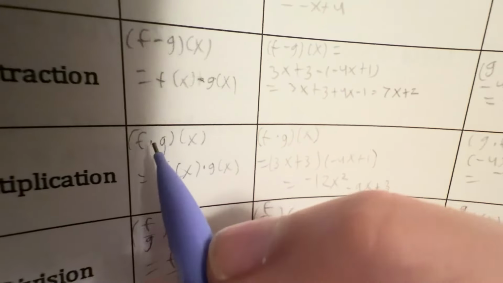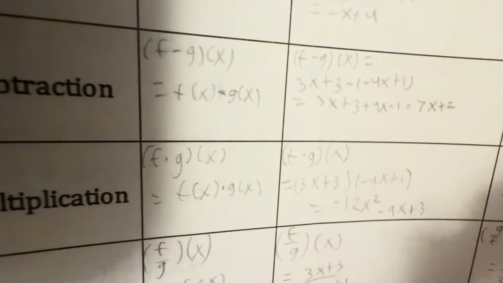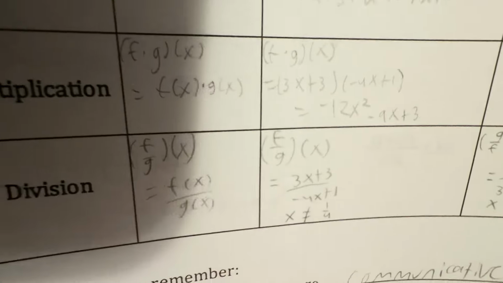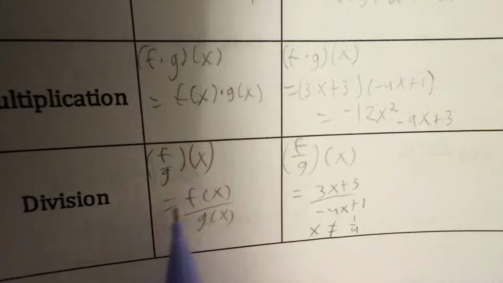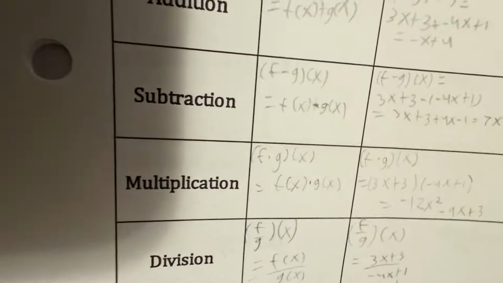Multiplication, f of x times g of x. Now, see how that's a closed dot? That means that you're multiplying the 2 functions together. It doesn't mean that you're inputting it into the other function. You get what I'm saying? Division is f of x divided by g of x. Simple, easy.